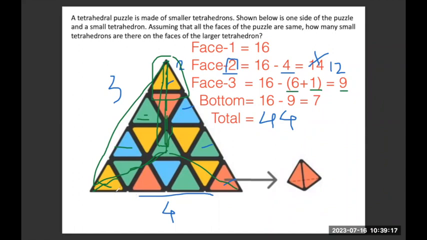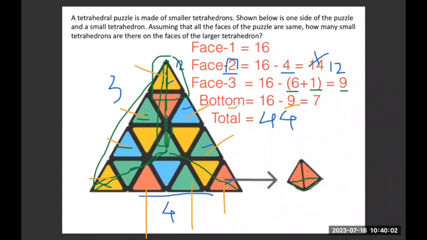Then for the bottom part, what happens is all the edges of the bottom. So when I look at this bottom part here, all the edges are counted in phase 1, 2, and 3. That's where from the bottom I will have to eliminate all the tetrahedrons which are happening on the edge, which is 1, 2, 3, 4, 5, 6, 7, 8, and 9. These are already counted. So 9. 16 minus 9, 7. And that's where I get a total of 44.